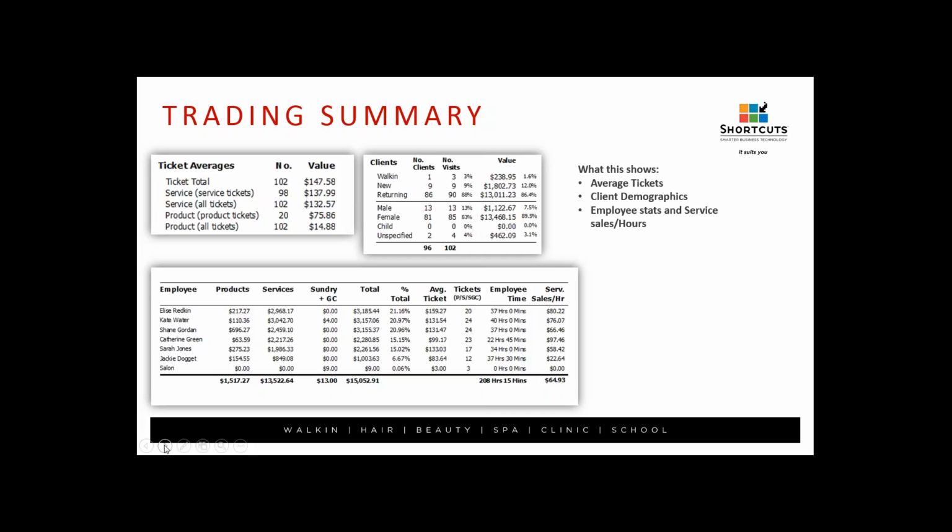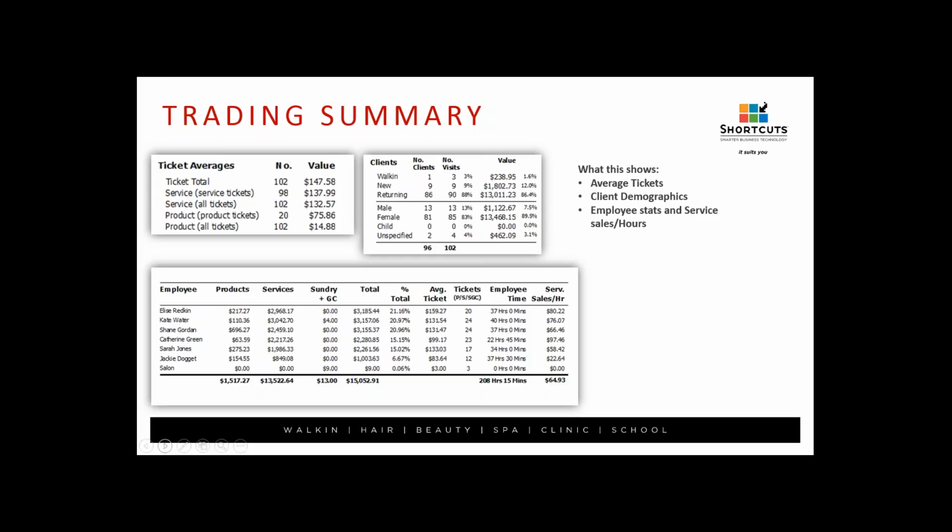You'll see down the bottom it also gives us our employee stats, so we can see what our employees are doing in services, products, any sundry gift certificates that they sell, total figures, and then you can see that we look at a percentage total, so we can see who our high earners are and who our low earners are. We have an average ticket, number of tickets, you can see the employee time, which works off the roster, and if you're not using the roster at all and you're using the clocking in and clocking out, then it would go off that. And then we have a service sales per hour, which is great to find out how much each employee is taking.